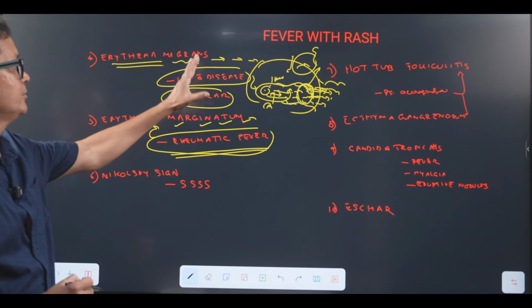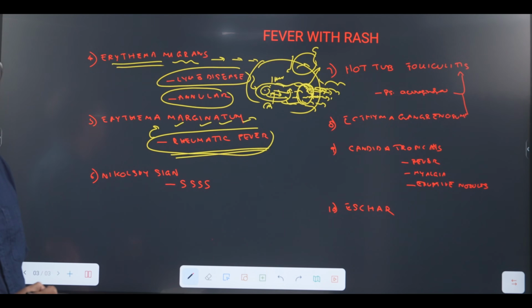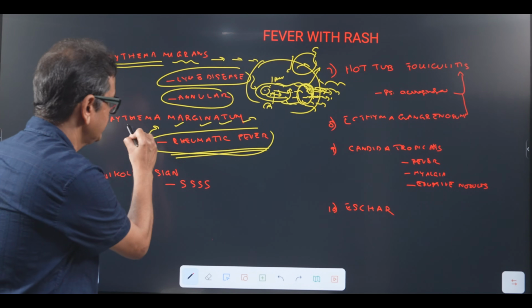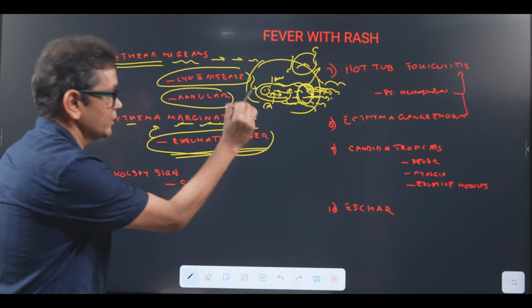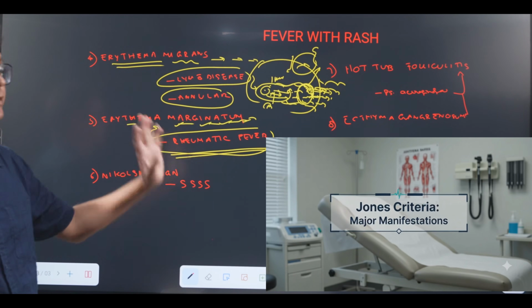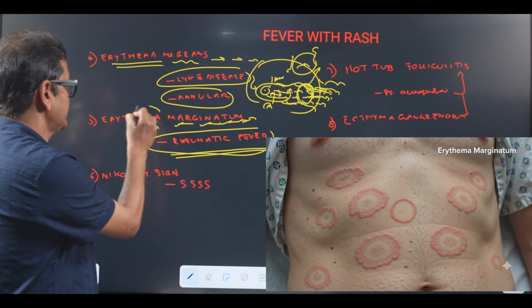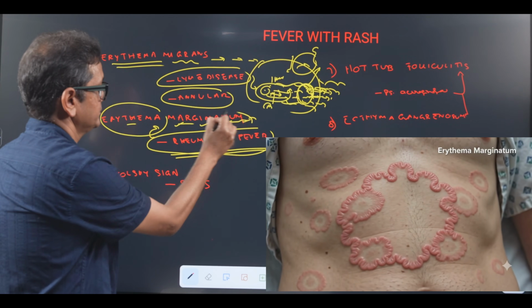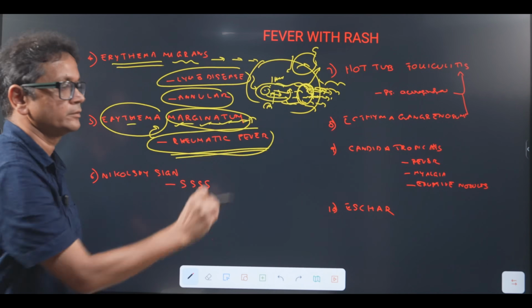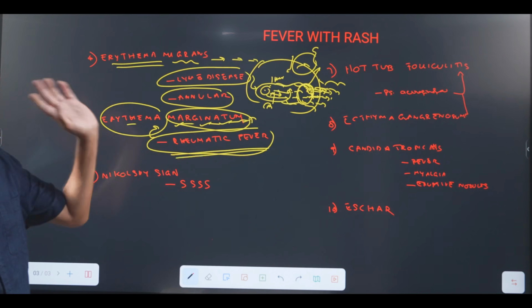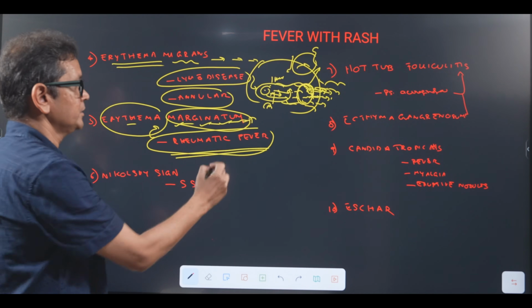The difference between migrans and marginatum is different. Actually, this erythema marginatum is one of the Jones major criteria. So, if the patient has this erythematous lesion, one of the major criteria is satisfied. That is shown in this diagram.